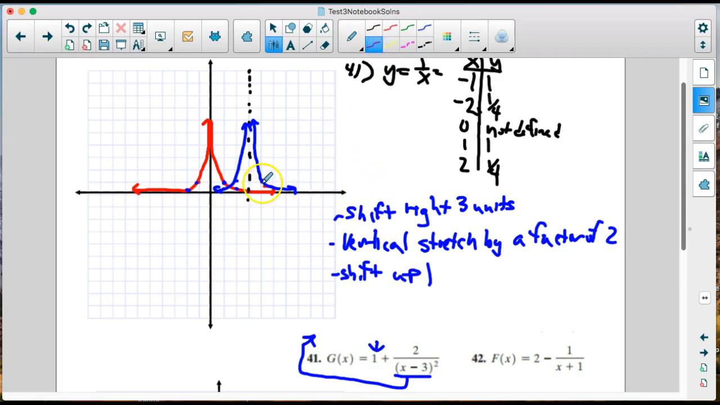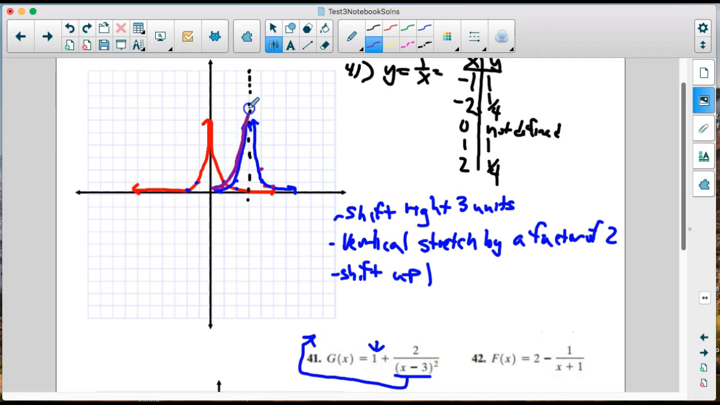Now my next transformation is vertically stretching by a factor of 2. That means every point gets stretched upward by a factor of 2. So instead of being at 1 high here, we're going to be at 2 high. So this point's going to move up to here. This 1/4 value is going to be stretched by a factor of 2, so it's going to go to a half. So we're going to go up to 2 and back here, and we're going to be at a half. It's going to stretch it up so it goes up quicker.